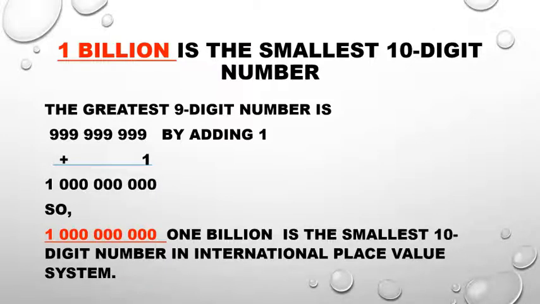The greatest 9-digit number is 999,999,999. When we add 1 to it, we get 1 billion. So 1 billion is the smallest 10-digit number in the international place value system.